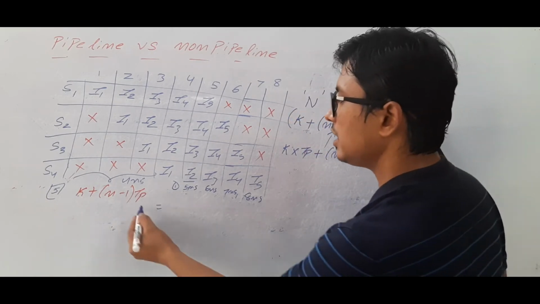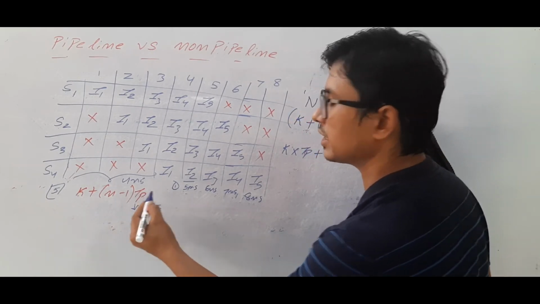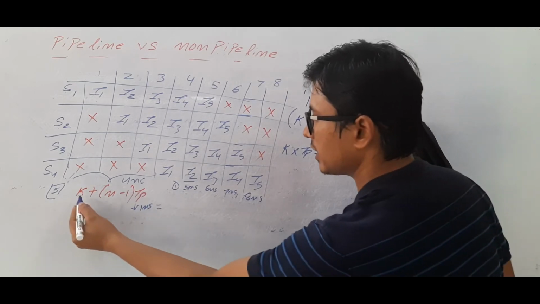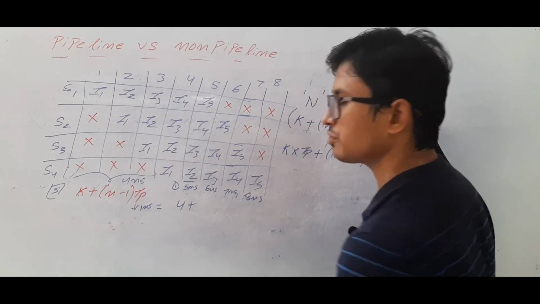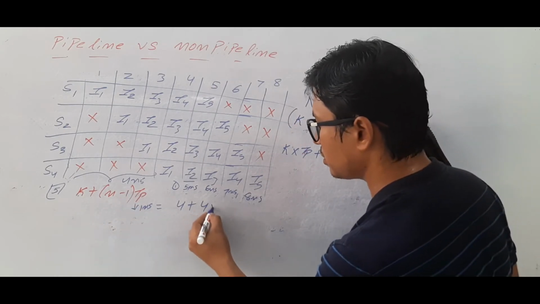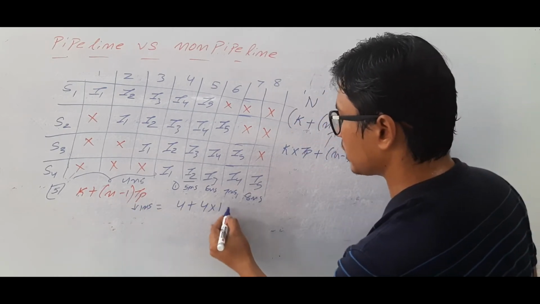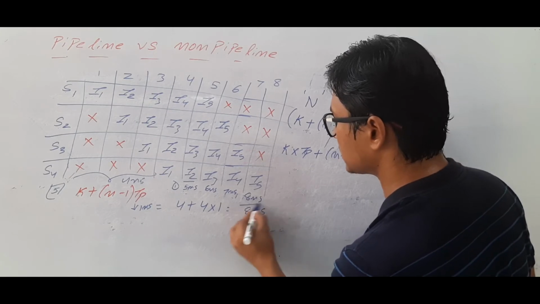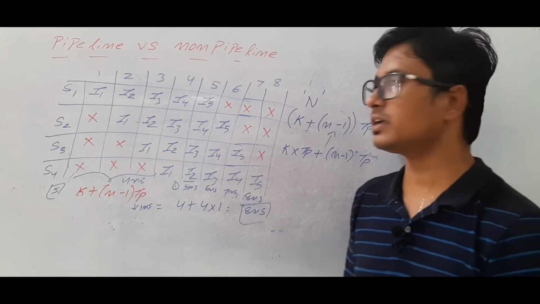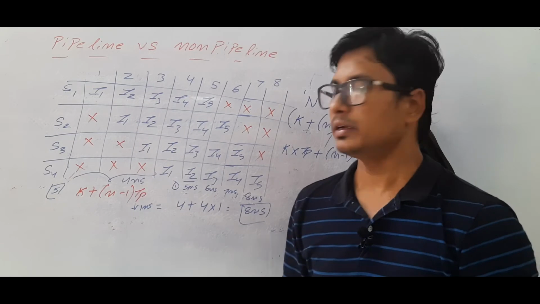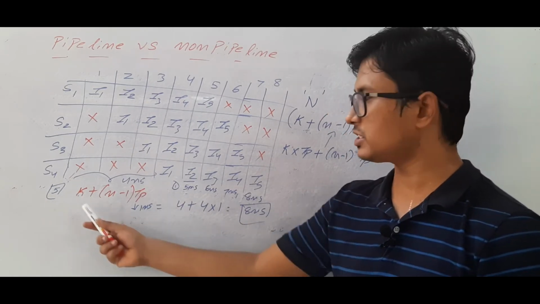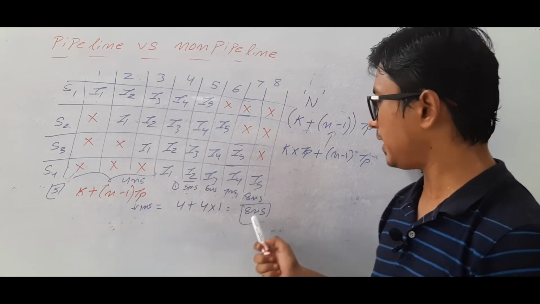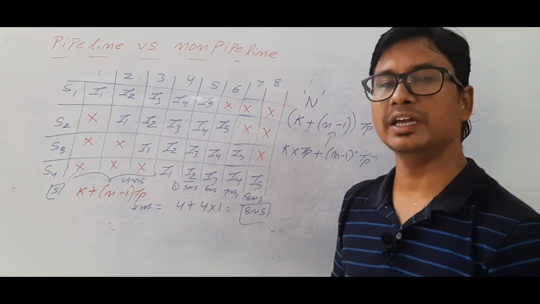Now we will see. TP is 1 nanosecond. Let's see how many nanoseconds we will get. K value is 4, I substituted. N value is 5, 5 minus 1 is 4, and TP is equal to 1. So I got 8 nanoseconds. So we have calculated that to execute 5 instructions with a 4 stage pipeline using pipeline architecture, we got 8 nanoseconds.